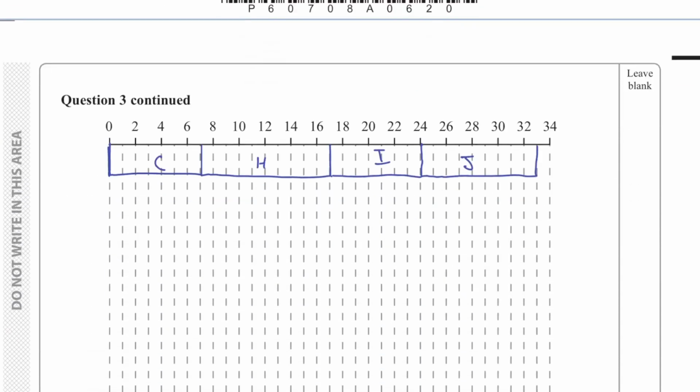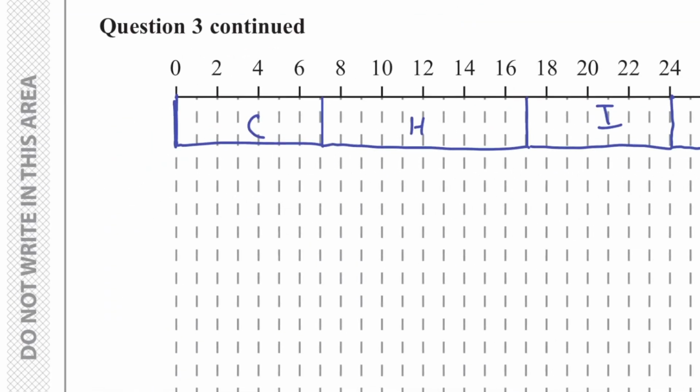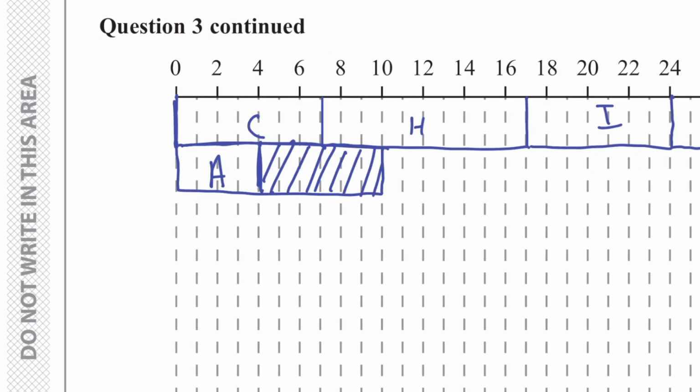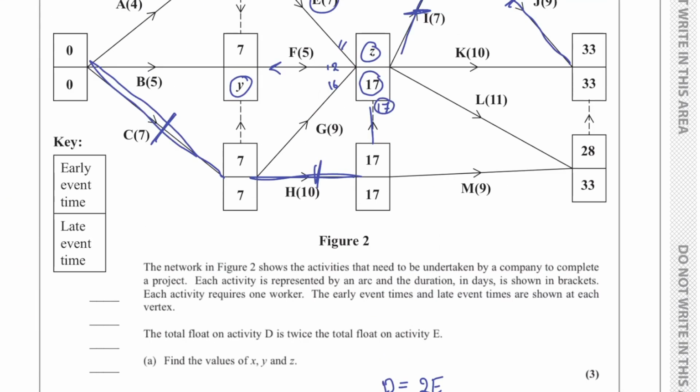A has an early time of 0 and has a late time of 10. So we're going to draw till 10, and it has a duration of 4. So we're going to draw something like this, a line that separates the float, and we're going to shade here to identify that this extra space is actually a float. So now we're going to repeat this entire process again.